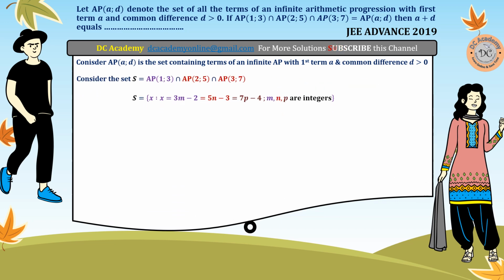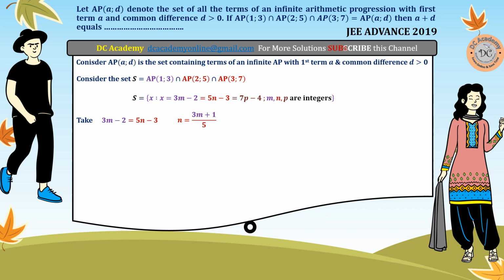So now, first we take 3m minus 2 is equal to 5n minus 3. That first two term, we just forcefully take it as equal. So therefore, if we try to calculate the value of n, n is equal to (3m plus 1) divided by 5. Now it is obvious that n must be an integer, m must be an integer.